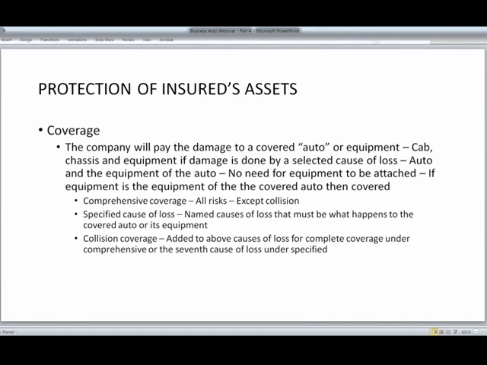The only thing we have to do when we have a loss is verify it was the equipment of the auto. Second, most of our marketplace today provides comprehensive collision. Rarely have I seen specified cause of loss and collision. It would only be for older units and units that the companies are not comfortable with, which I understand as an underwriting consideration. But comprehensive collision is close to all risk. It will cover everything that happens to it except a few exclusions. We're going to cover the cause of loss exclusions that we'll be looking at here in a few minutes.